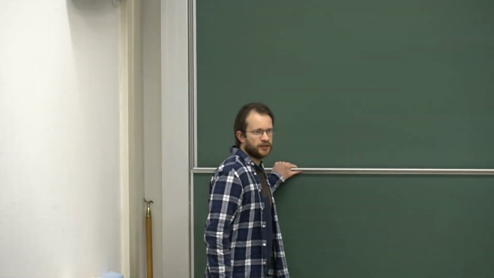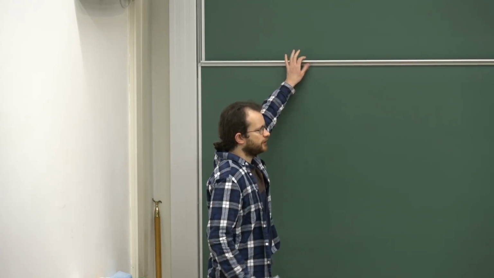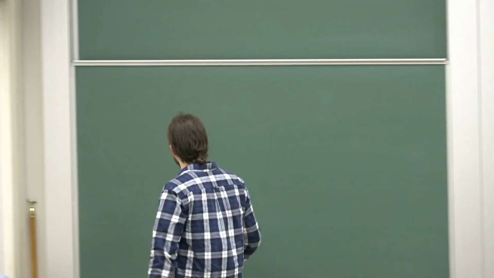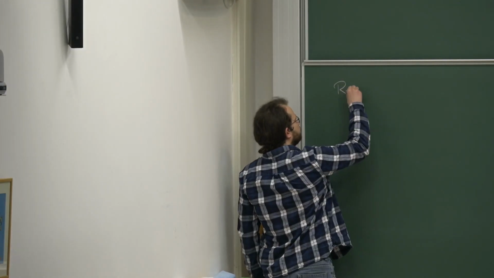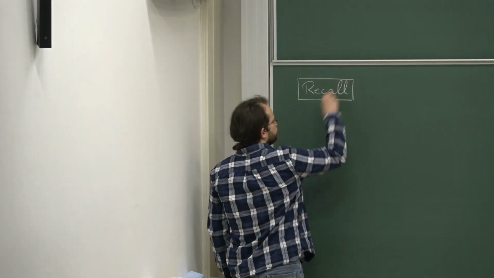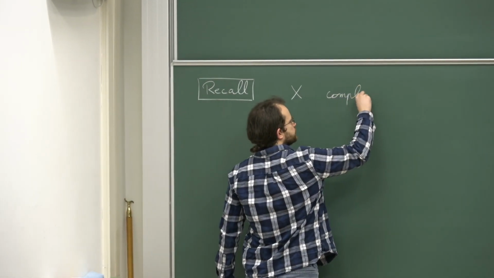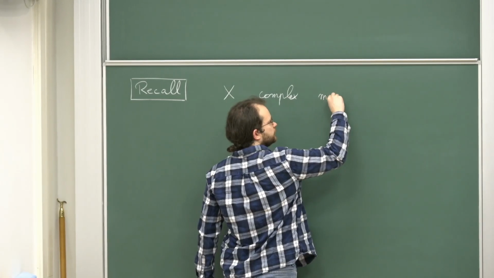So here, maybe before going on, I will start by recalling where I ended up yesterday, and I realized I didn't fully introduce the questions they constructed. I stopped just before the end. So let me recall what I explained. So take X a complex manifold.